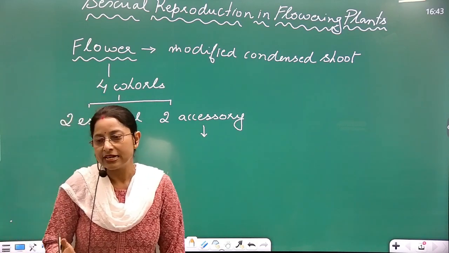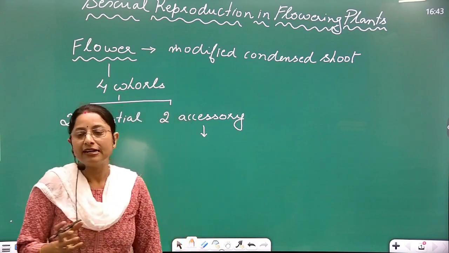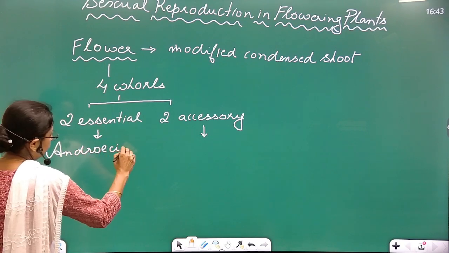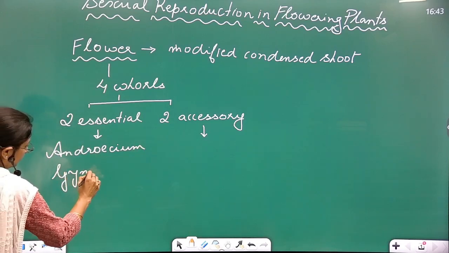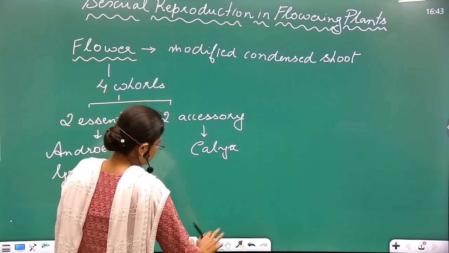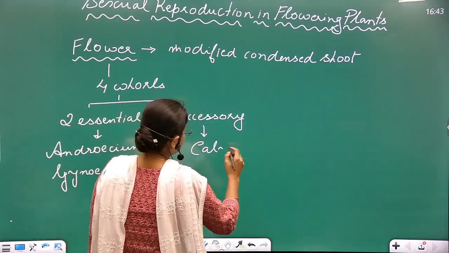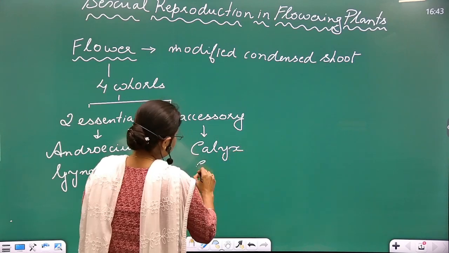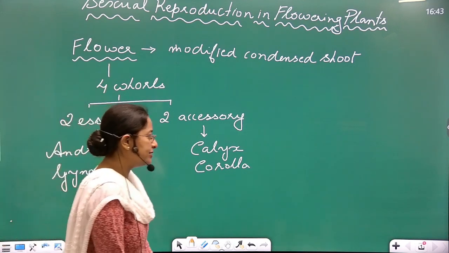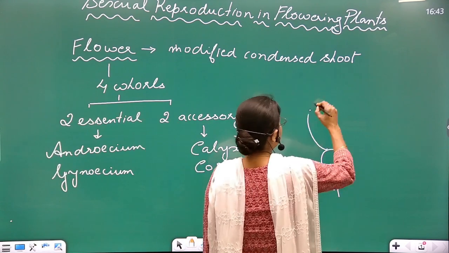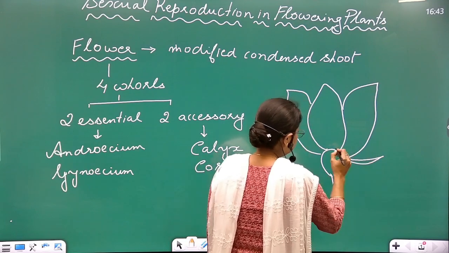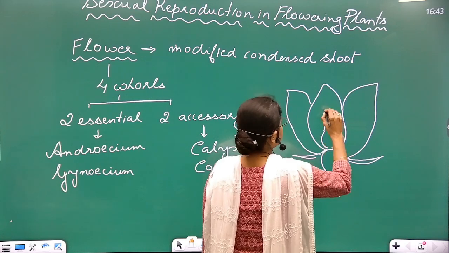So calyx and corolla are considered as accessory holes, and androecium and gynoecium are considered as essential holes, right? So our flower is made up of 4 holes, and the names of the 4 holes are calyx, corolla, androecium, and gynoecium. Talking about a flower, just to have a rough idea, we can draw our structure like this. A rough diagram.